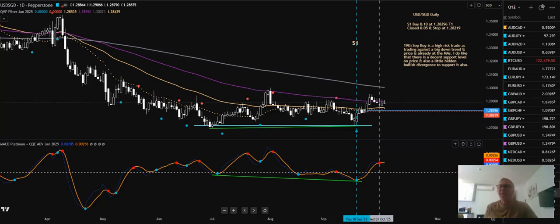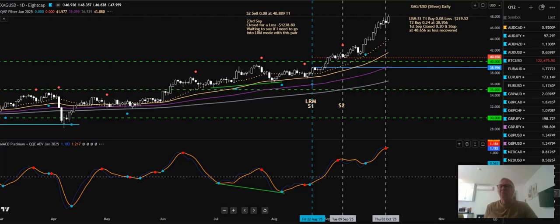So we're just trying to work that out. Righto, let's get silver, XAG USD. Now, I'm still in this buy, and that was a loss recovery buy, so we'll recover the loss, no dramas. And we are heading up nicely.